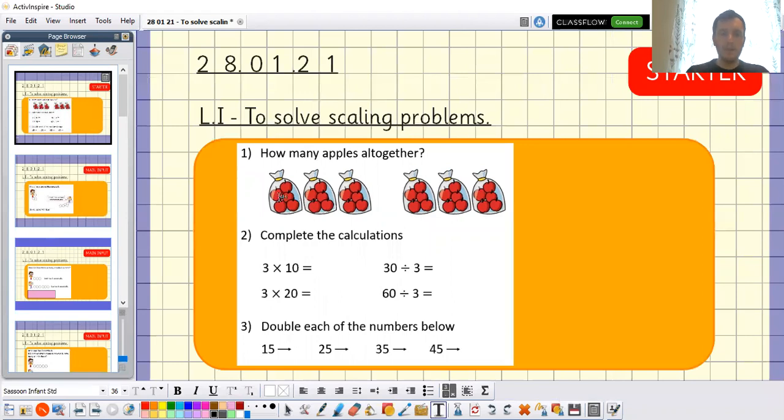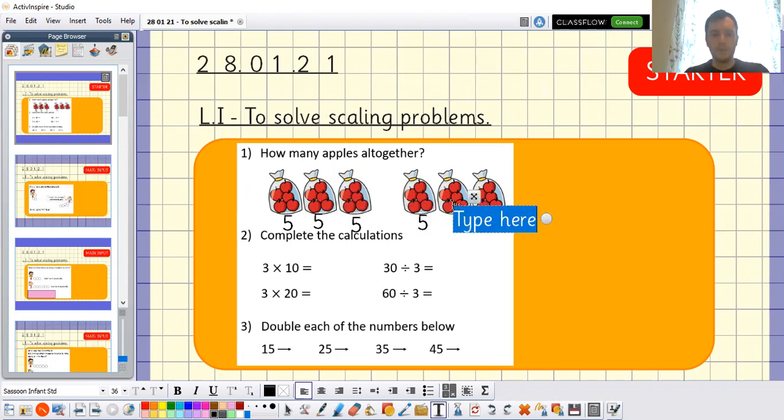So how many apples are there altogether? Now I can see there's 5 in each bag, so I'm going to put, let me change that so you can see it. 5 there, 5 there, 5 there, 5 there, and another 5 there. So I have 6 groups of 5, or 6 times 5, and I know 6 times 5 is equal to 30. Next one, 3 times 10 is 30.